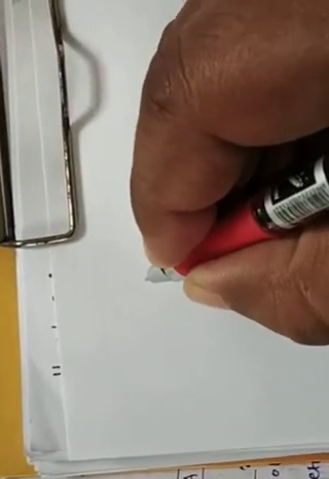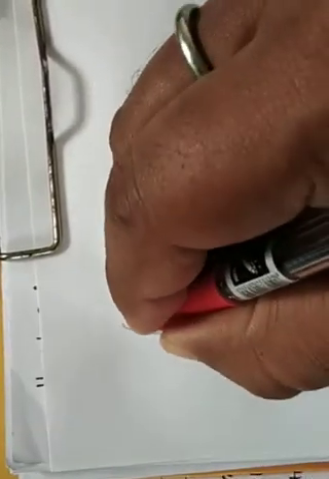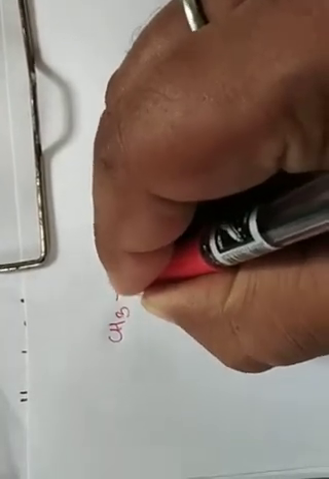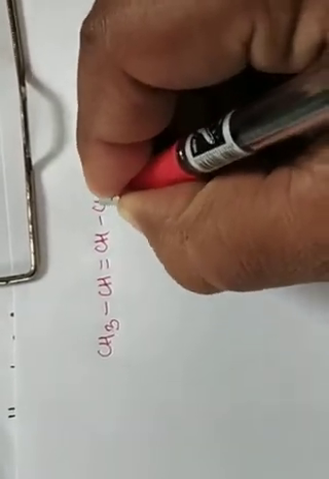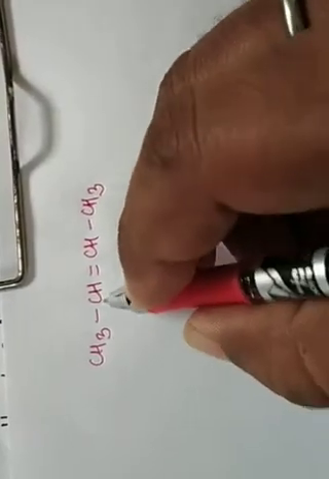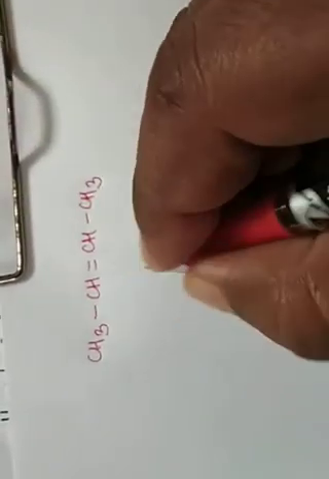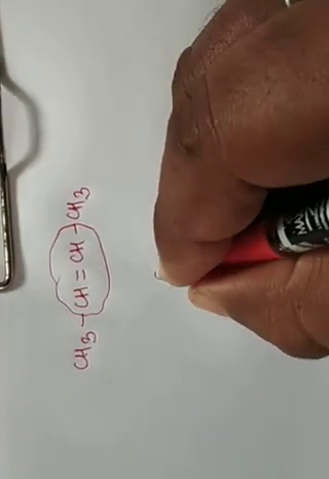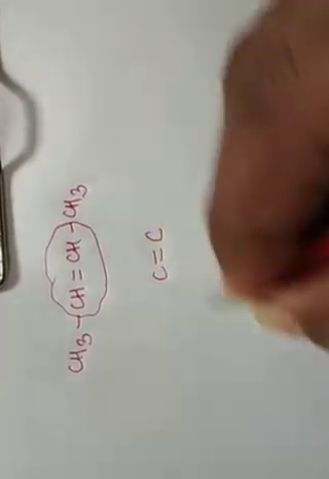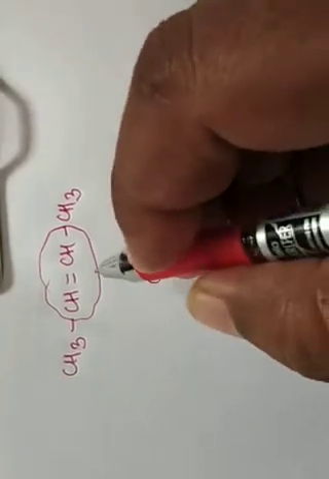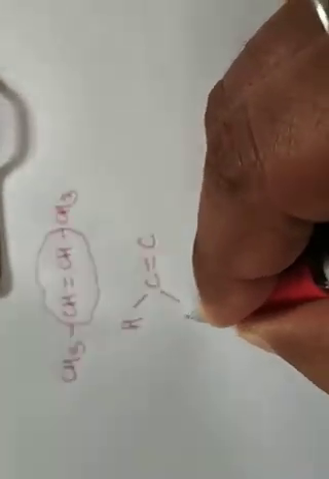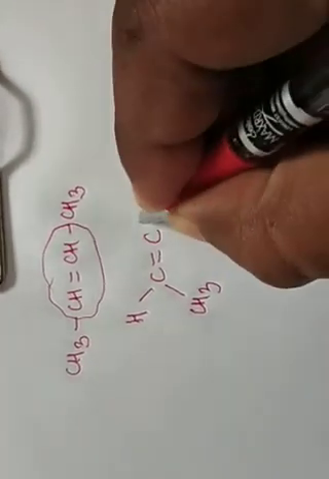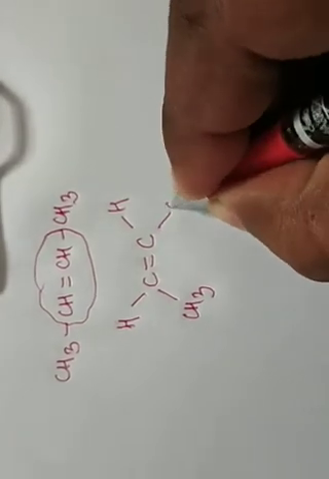Okay, now suppose you have CH3 single bond CH, double bond CH, single bond CH3. Now what is the IUPAC name? But-2-ene. Clear? Now focus on the double bond compound. There is a carbon double bond. Both the carbons have hydrogen and CH3. So this carbon has hydrogen and CH3, and this carbon also has hydrogen and CH3.